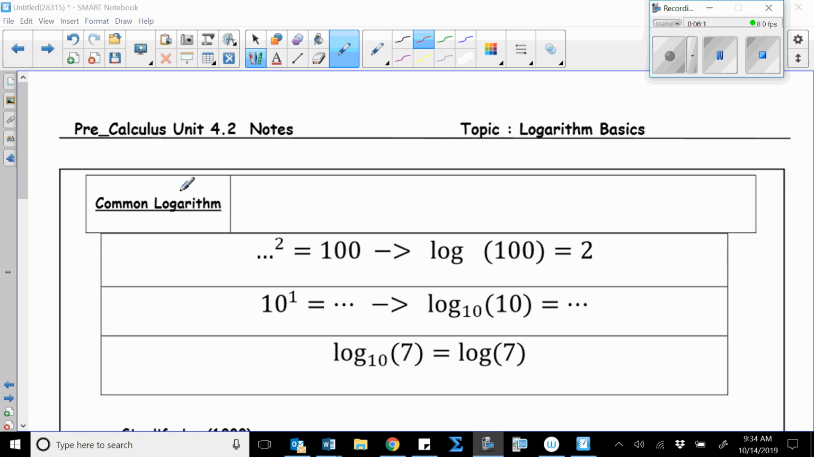The next part of the lesson is talking about common logarithm. Common logarithm is any logarithm with base 10.